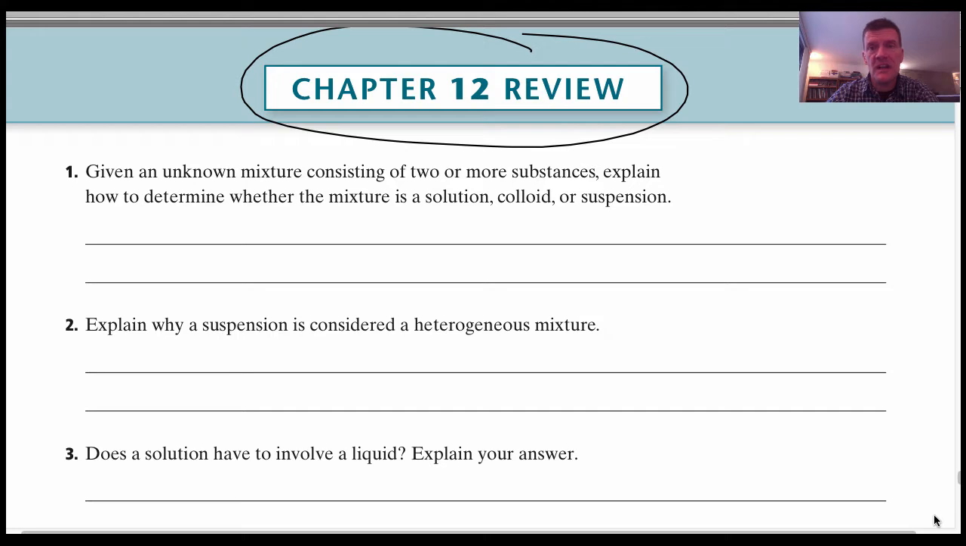They could be a solid and a liquid. They could be two liquids. They could be two gases. They could be two solids. They could be a gas and a liquid. So basically you're taking two states of matter or the same states of matter and mixing them together. All right, let's look here at number one and we'll answer these together.